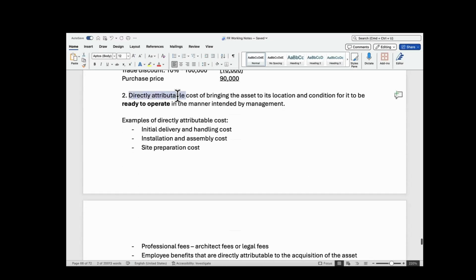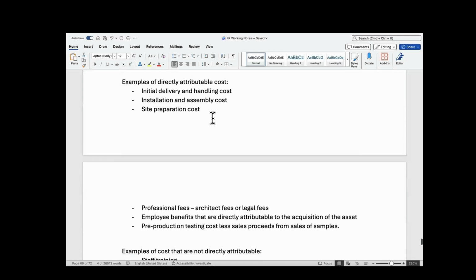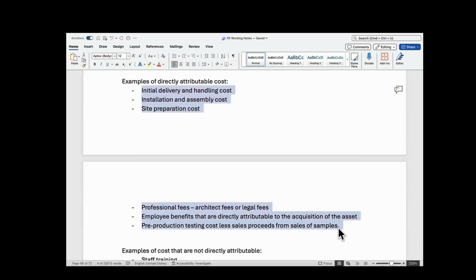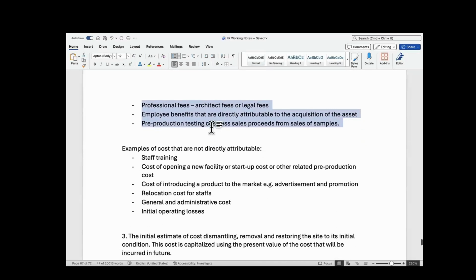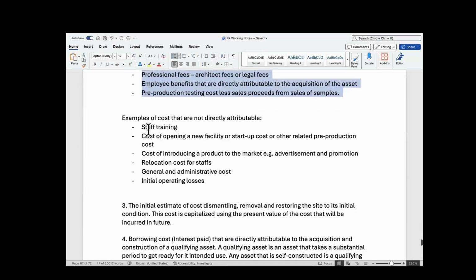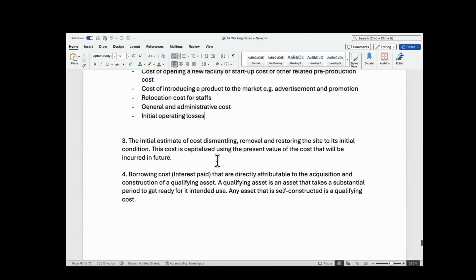There are also directly attributable costs, which are costs that get the asset ready to operate in the manner you intended. Examples are these six that I feel you should know: initial delivery and handling, installation and assembly, site preparation, professional fees, employee benefits, pre-production testing costs, less sales proceeds from sales of samples. And these are examples of costs that are not directly attributable: staff training, opening a new facility, introducing a new product, relocation, general and admin, initial operating losses. These are not directly attributable costs.